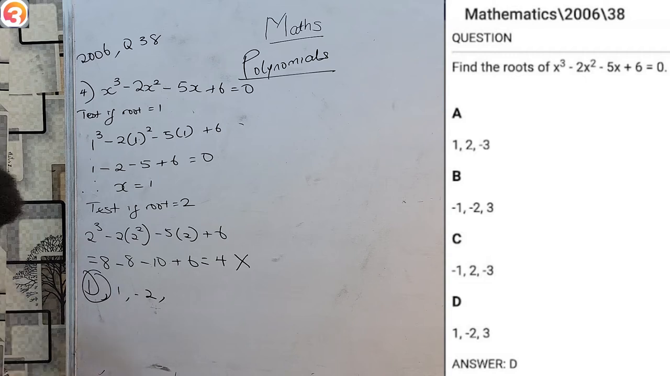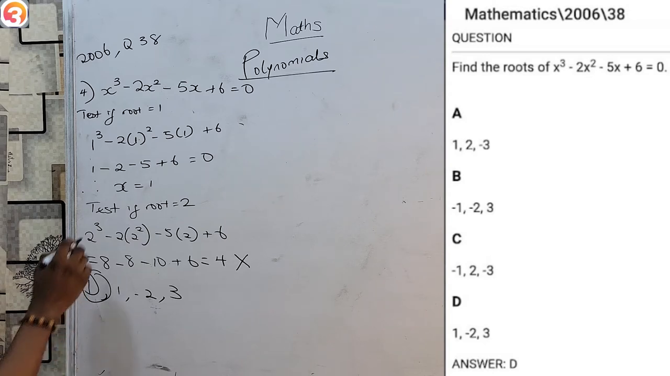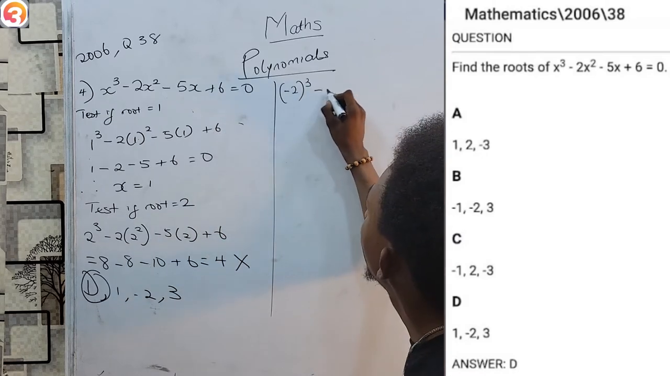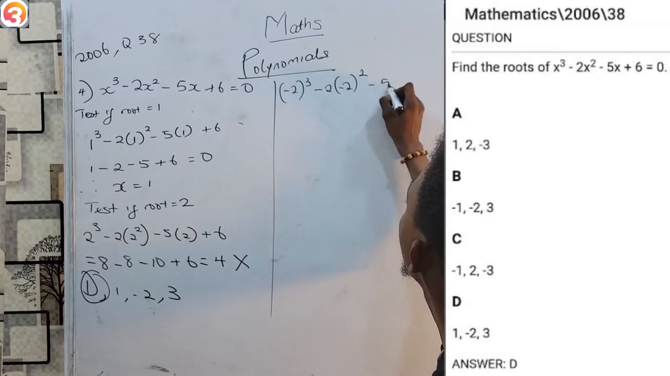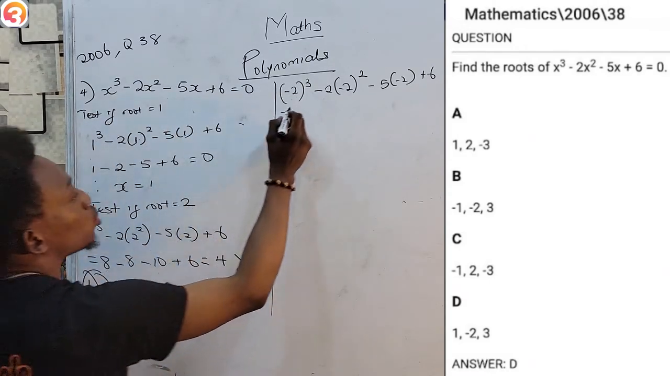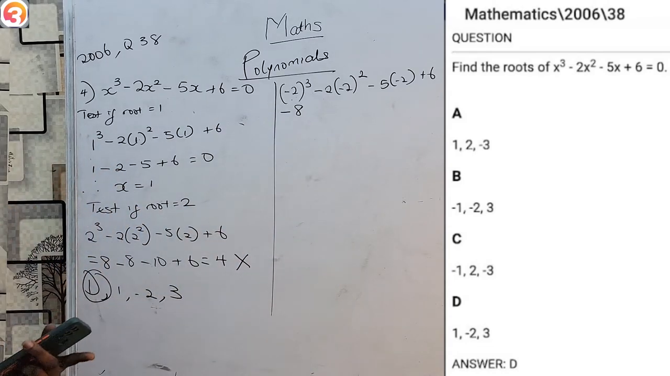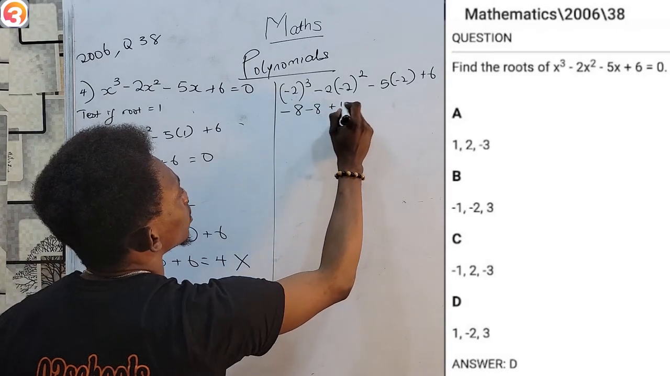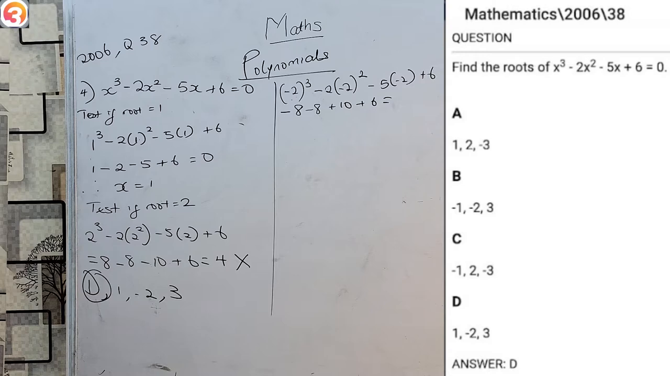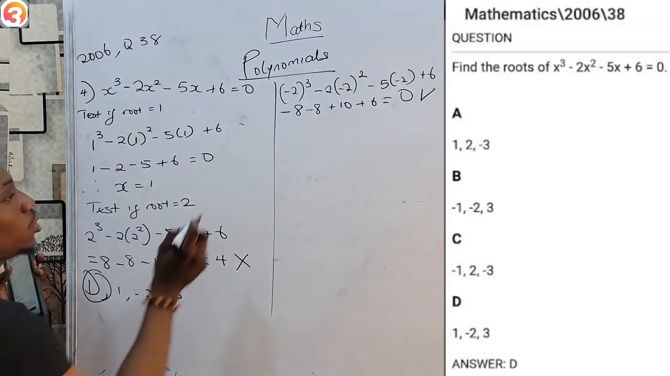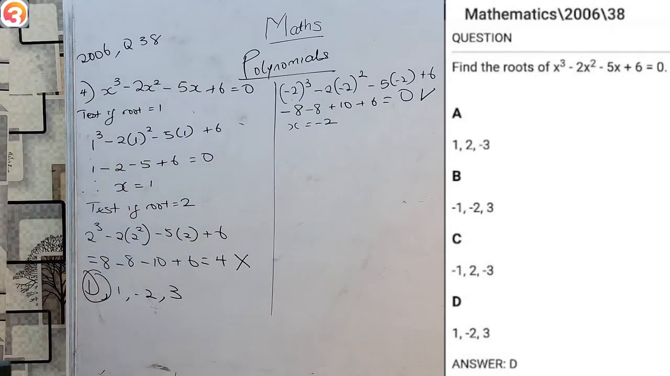And what was the third option there? Positive 3. But again, let's test it and confirm, just in case we are still doubting. Let's test minus 2 now. That means I'll be having minus 2 cubed minus 2 into minus 2 squared minus 5 into minus 2 plus 6. Minus 2 cubed, minus times minus times minus remains minus. 2 times 2 times 2 is 8. Next one, minus 2 squared is 4. 4 times minus 2 is minus 8. Minus 5 times minus 2 is plus 10, and that is plus 6. Minus 8 minus 8, minus 16. Minus 16 plus 10, minus 6. Minus 6 plus 6 is 0. So you see, I know therefore that x must be equal to minus 2. So 1, minus 2 and 3.